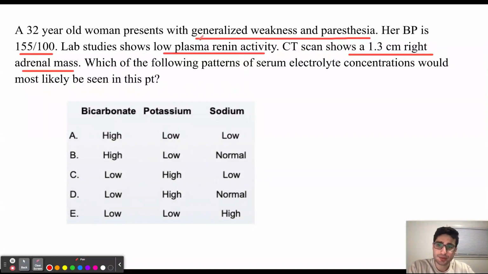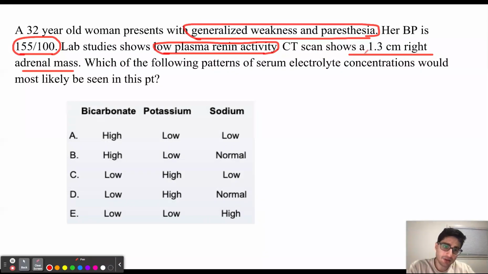Now, this patient is presenting with generalized weakness and paresthesia. This indicates an electrolyte abnormality or an acid-base disorder. Her blood pressure is elevated, and in a young patient, this is most likely going to be a secondary cause. The patient also has low plasma renin activity, and these findings are all consistent with primary hyperaldosteronism. Remember that aldosterone will have a negative feedback on renin. As a result, we'll have low plasma renin activity in hyperaldosteronism.